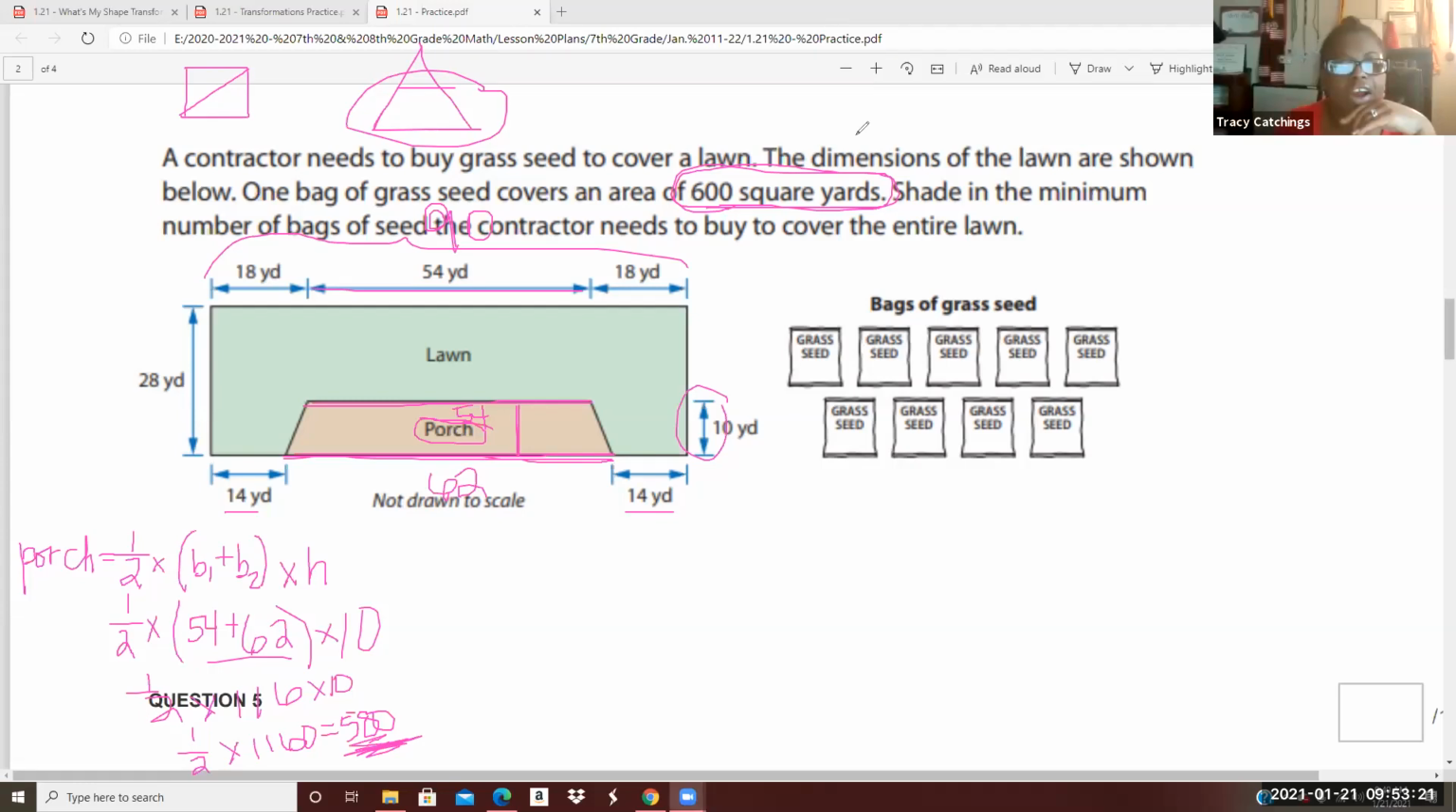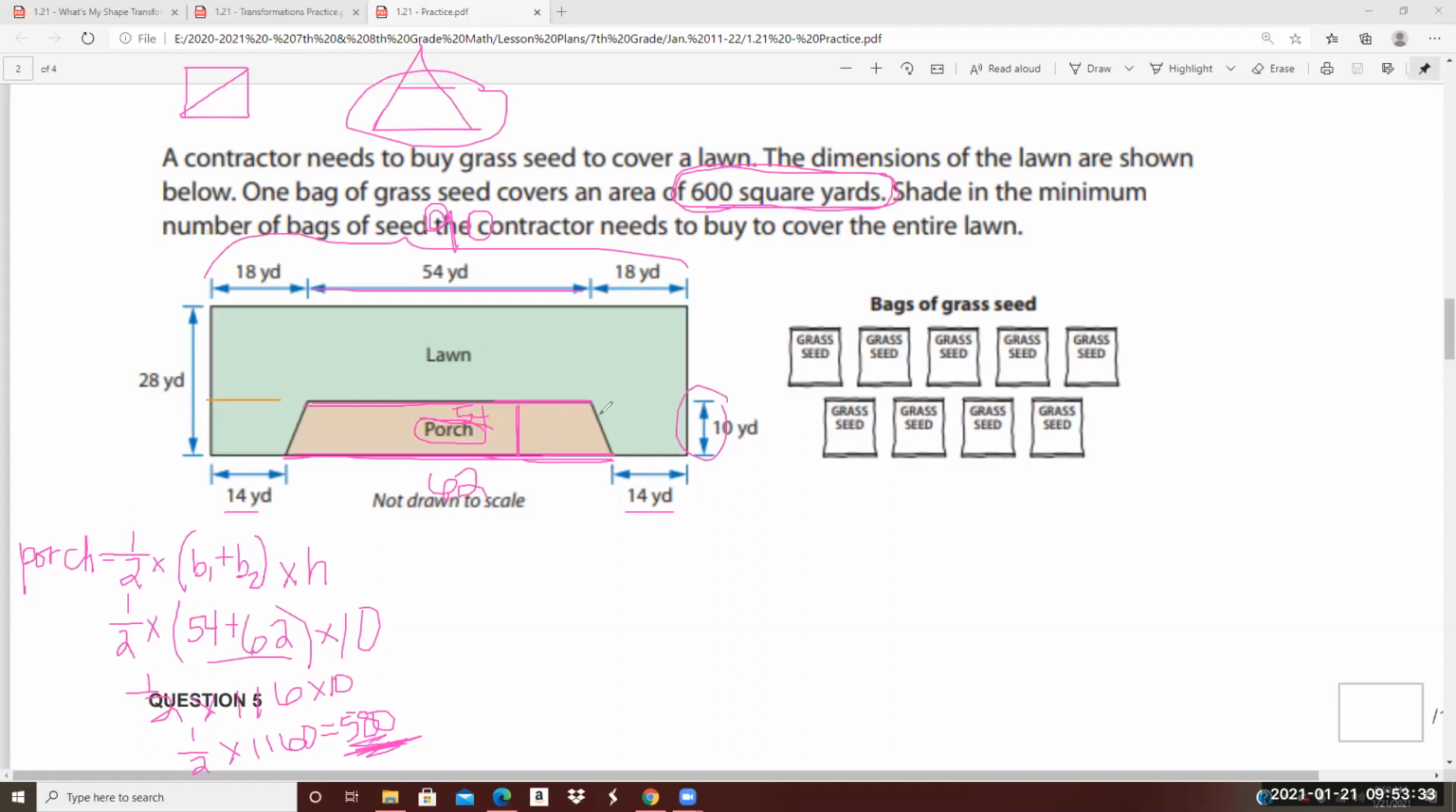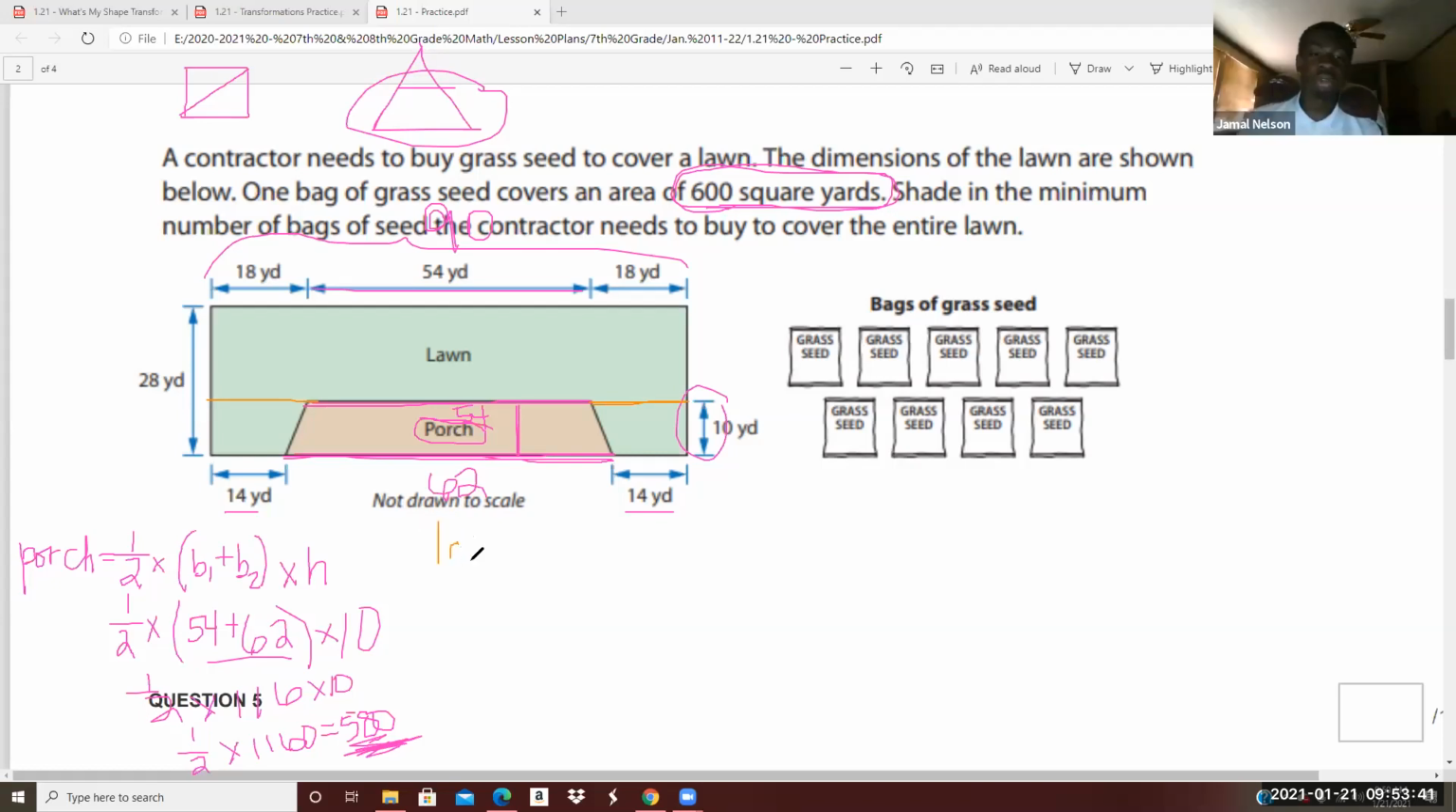All right, the lawn. What can we separate this lawn into? Rectangles. I see a big rectangle, and those corners are going to be trapezoids. Good job, 2 trapezoids. So I'm going to label that rectangle as 1, and I'm going to label the trapezoids as 2 and 3.